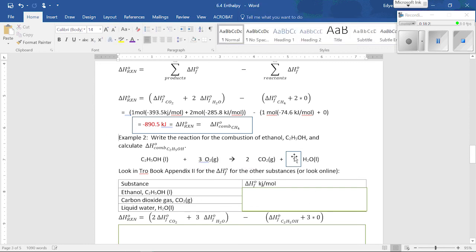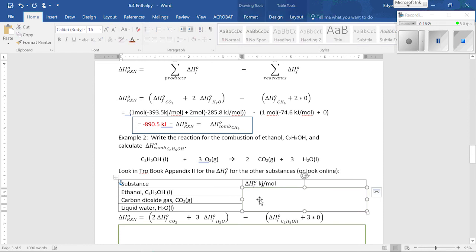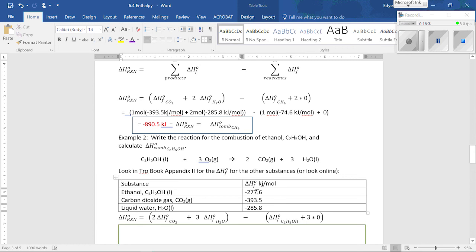Then you balance this. If you want to take a moment to balance that, you can. There's the balancing. You can look in the TRO appendix, or as you know, I'm going to put this in here, so you could just copy these numbers down. I would look these up in an appendix, or I would look these up online. You could just look up heat of formation of ethanol, and this number will pop up. It sometimes is a little bit off, but basically this is the number you would have.